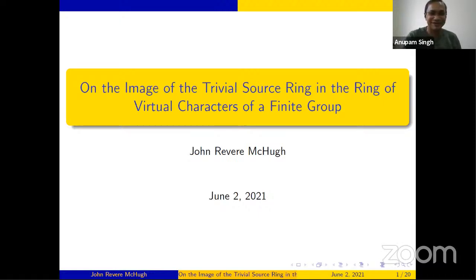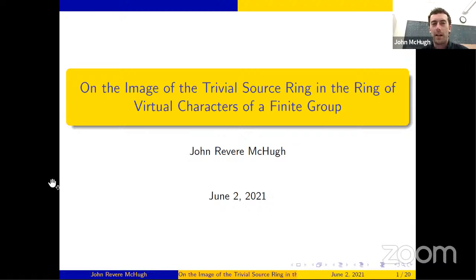Okay, so we have our next speaker, John McHugh. I hope I pronounced his name right. Yes. From the University of California, Santa Cruz, and he's going to talk about the image of the trivial source ring in the ring of virtual characters of a finite group. John. Well, thanks for the introduction, and thanks again for inviting me to speak.